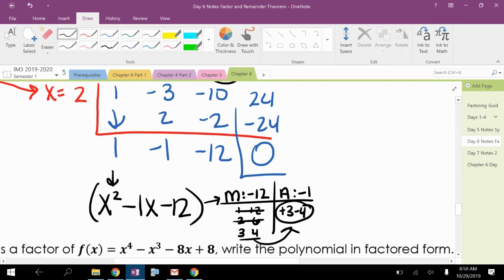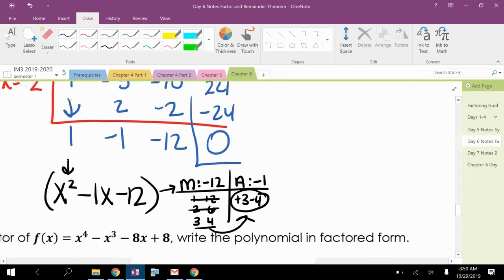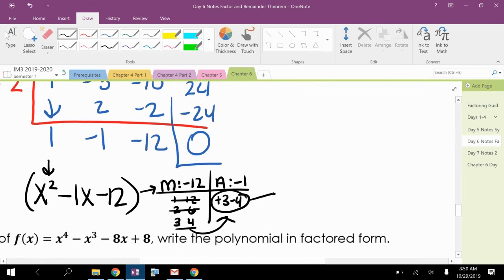All right, we're almost done. We got one more step. Our final answer in factored form is, I'm going to keep putting arrows so you know where they're coming from, (x + 3)(x - 4).